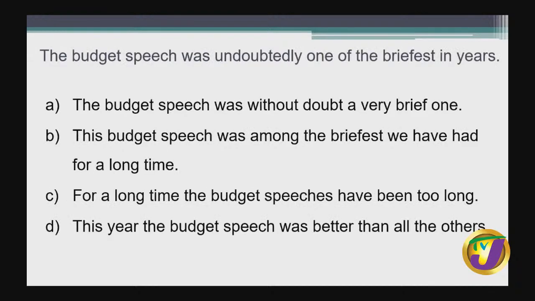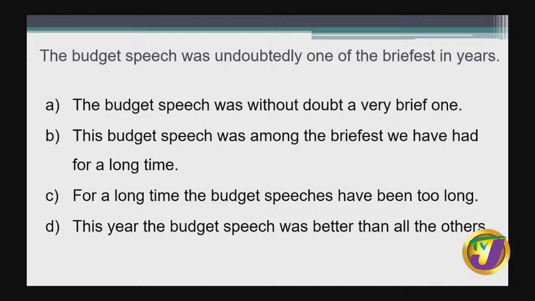The budget speech was undoubtedly one of the briefest in years. We should be so lucky. A, the budget speech was without doubt a very brief one. B, this budget speech was among the briefest we have had for a long time. C, for a long time, the budget speeches have been too long. Or D, this year, the budget speech was better than all the others.